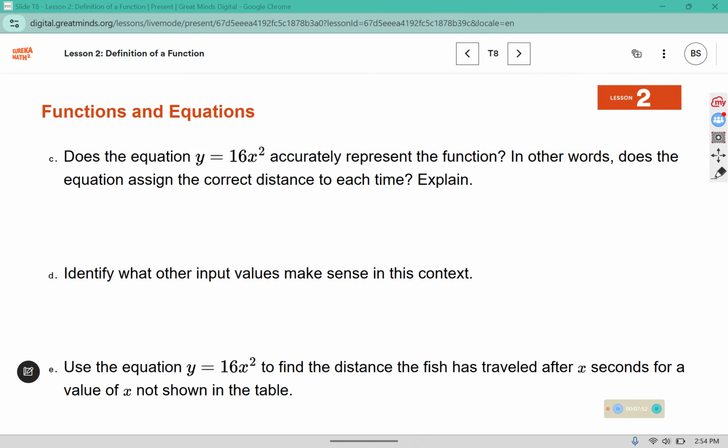Does the equation y equals 16x squared accurately represent the function? In other words, does the equation assign the correct distance to each time? Explain. Yes, the equation accurately represents the function.